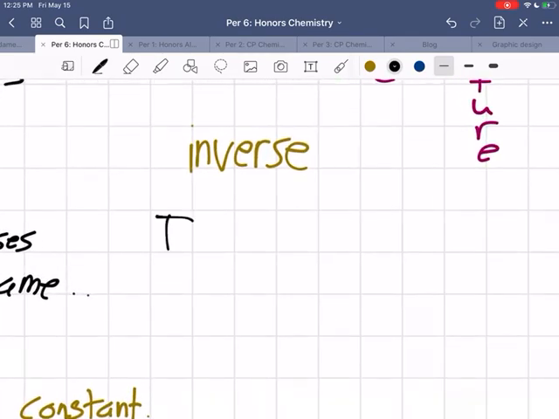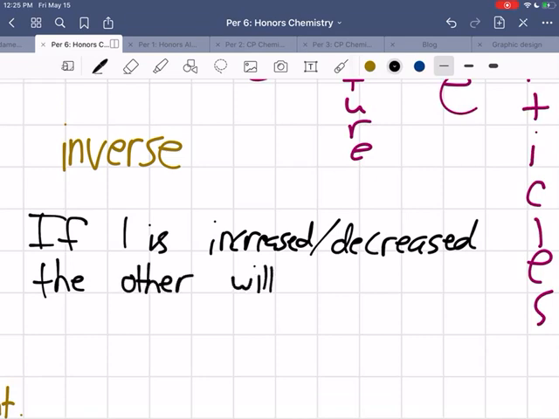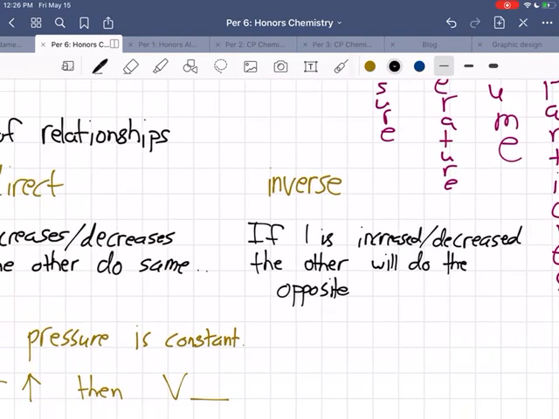However, in an inverse relationship, if one is increased or decreased, the other will do the opposite. So if I increase the first variable, if pressure was increased and it had an inverse relationship with a different variable, then the other variable is going to be decreased. They do the opposite thing. If one is increased, the second one is decreased. If the first one is decreased, the second one will be increased. That is an inverse relationship.